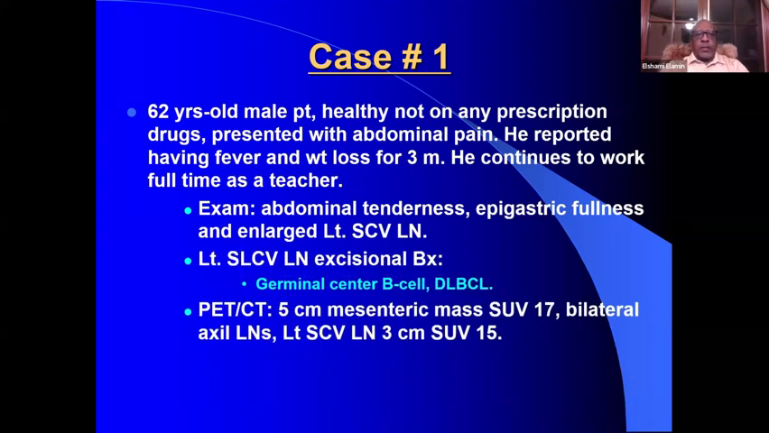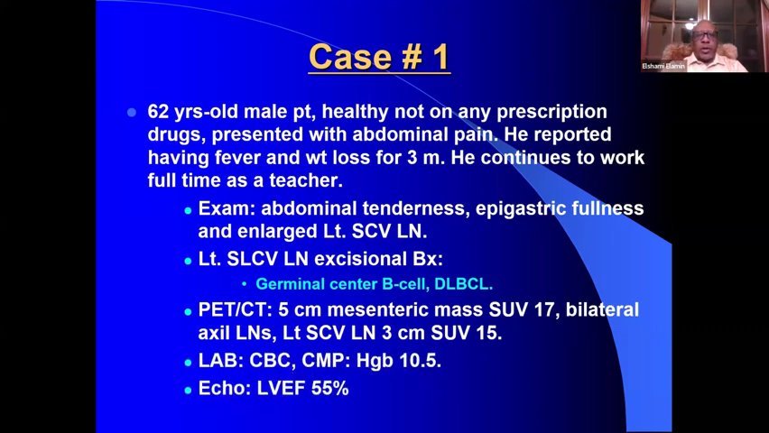So the biopsy of the supraclavicular lymph node showed germinal center B cell, diffuse large B cell lymphoma. You have done a PET scan, and the PET scan showed a 5 centimeter mesenteric mass, SUV 17, bilateral axillary nodes, active, left supraclavicular lymph node, 3 centimeters in size, SUV of 15. So you can tell this is at least stage 3B, non-bulky. So lab, remarkable for hemoglobin of 15.5. Otherwise, with the normal range, you have done an echocardiogram and it showed LVEF of 55%.